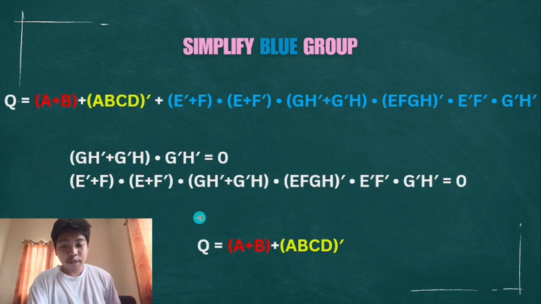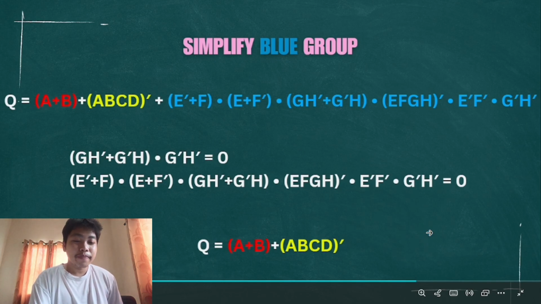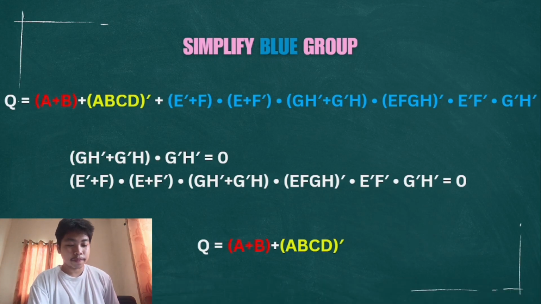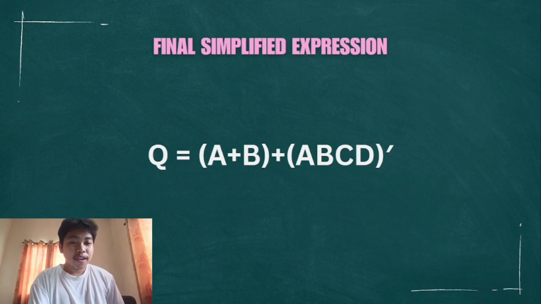So now we're left with this simplified Boolean expression. Q equals A plus B plus A, B, C, D naught. So this is our final simplified expression. Q equals A plus B plus A, B, C, D naught.